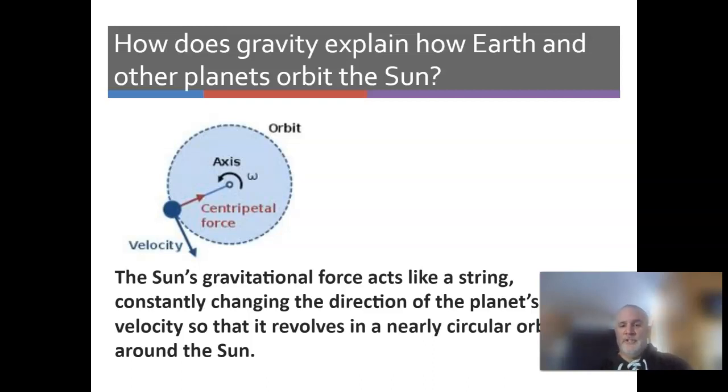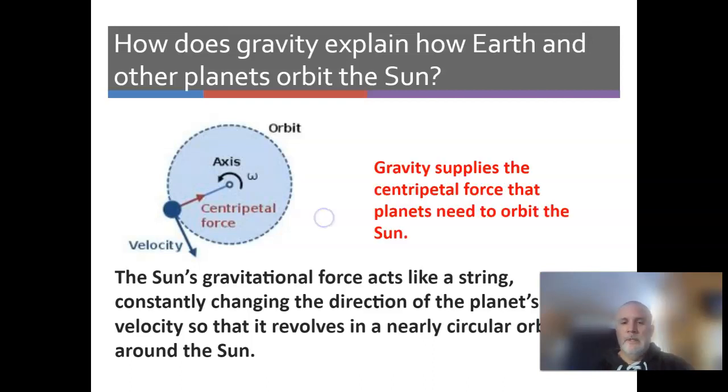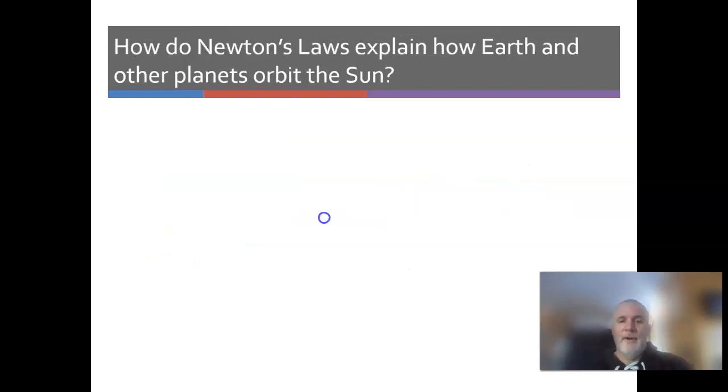And it's constantly changing the direction of the planet's velocity, so it revolves in a nearly circular orbit. Almost circular, not quite circular. Gravity supplies that centripetal force that the planets need to orbit the sun. So gravity is pulling towards the sun, and the planet is trying to fly away. And they stay in unison as they go around and around and around.